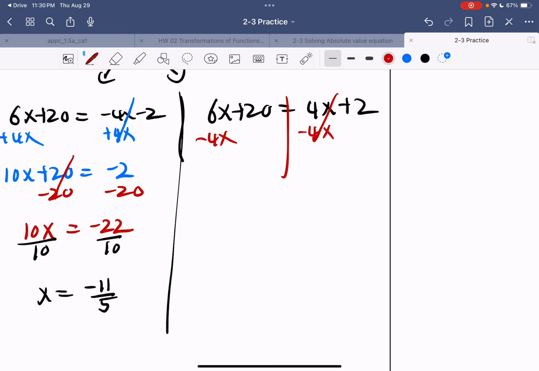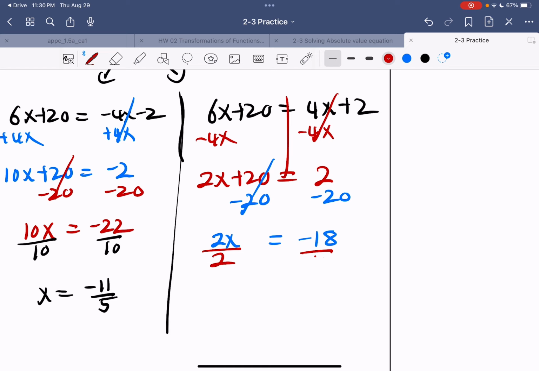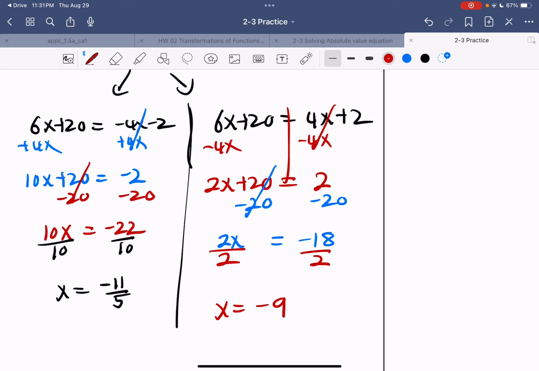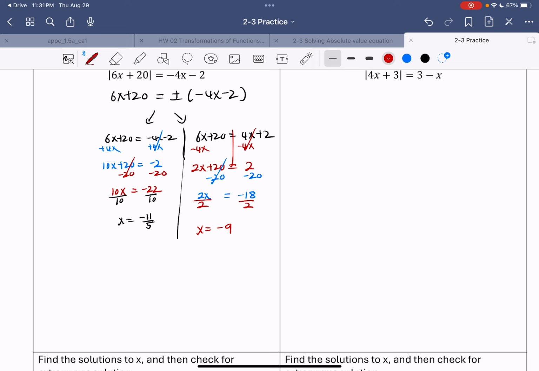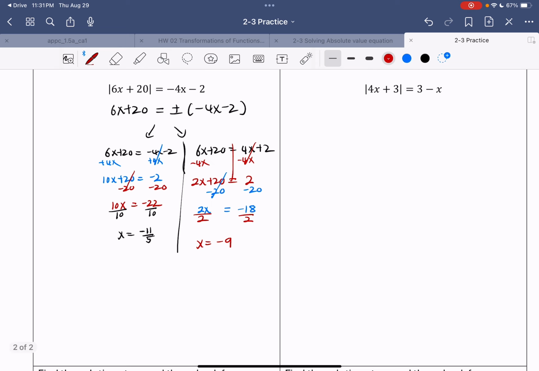So 6x minus 4x, you're gonna get 2x plus 20 equals 2, and minus 20 on both sides. That disappears, so you're gonna get 2x equals negative 18. And if you divide by 2 on both sides, you're gonna get x equals negative 9. Oh, I kind of believe that possibly this one can give you a negative solution.